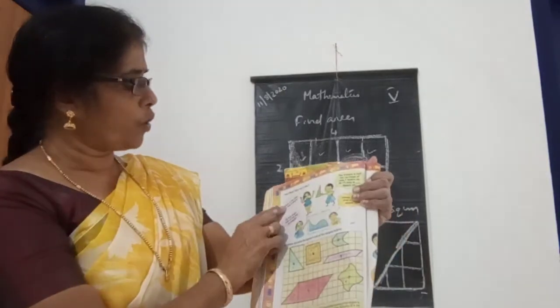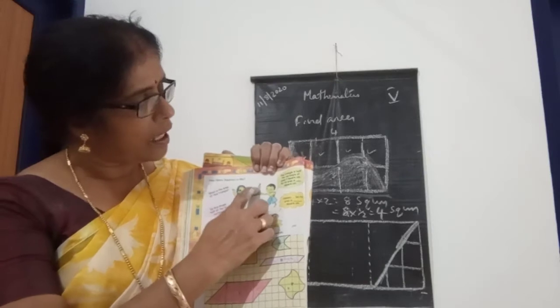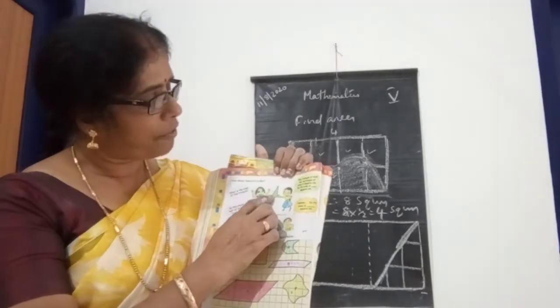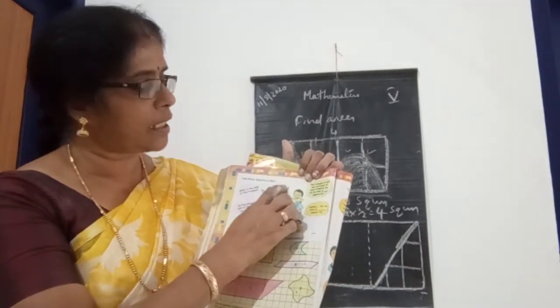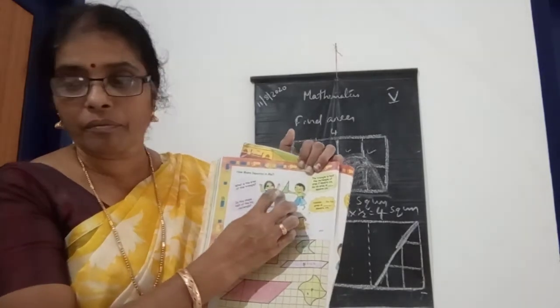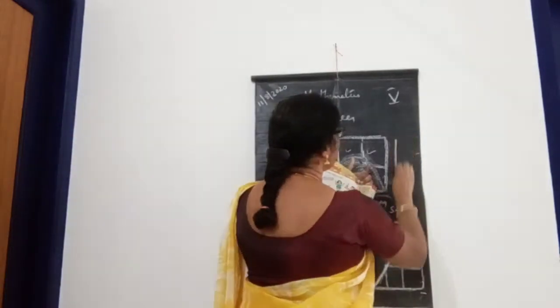And another one is, what is the area of this triangle? That is also the half of this rectangle. Half of this rectangle means the triangle is half of the rectangle of area 2 square centimeter. 2 square centimeter is the area of this rectangle. That means, look here.